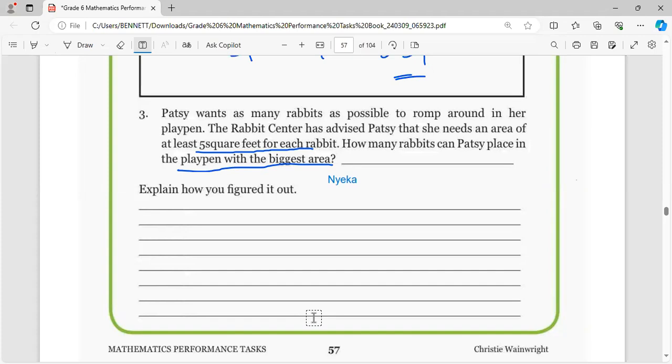Sapphire, correct. Did you guys read this? Guys, I'm teaching you how to approach a question by underlining the important facts and so on. Yeah, Kimani, correct. Alice, correct. Check that one here now.